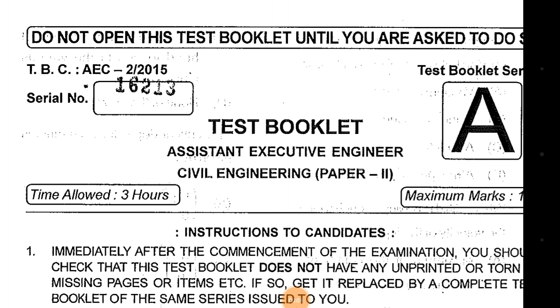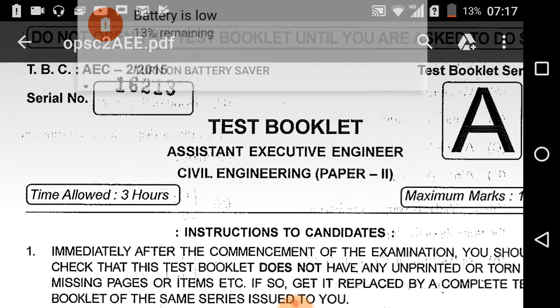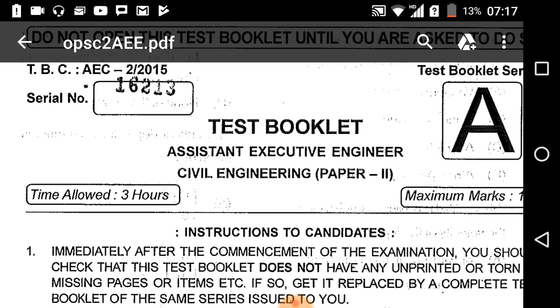This is the Odisha OPSC Assistant Executive Engineer Civil Engineering paper 2. Today from question number 50 to question number 75. So this is paper 2, Odisha Assistant Engineer paper.